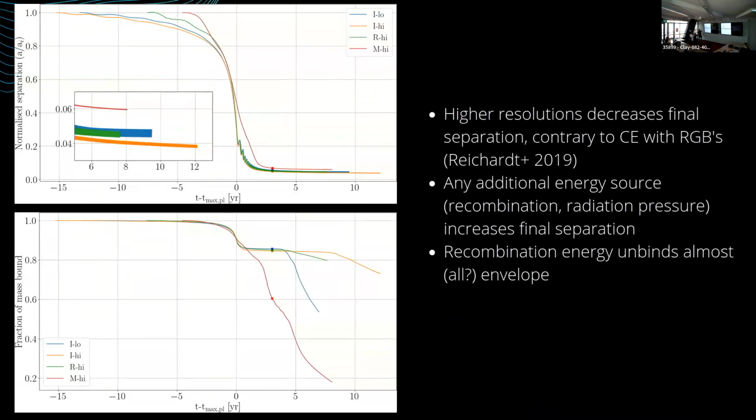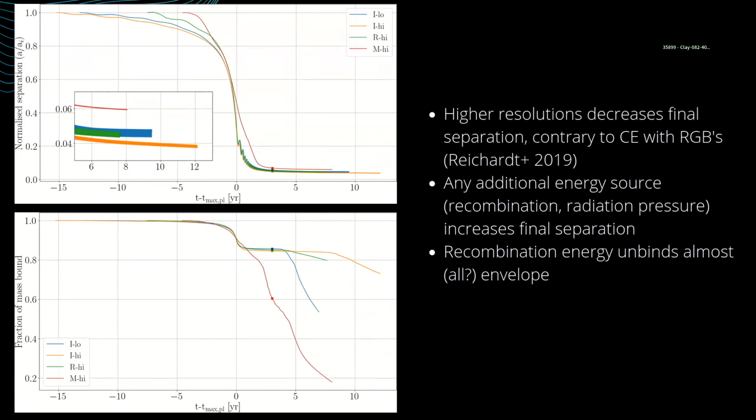Well, I'm going to focus here just on separation and bound mass. This is for all the models. We notice that when you include the MESA equation of state for the recombination, you unbind more material. This is just the amount of mass bound. So you almost unbind everything, right?